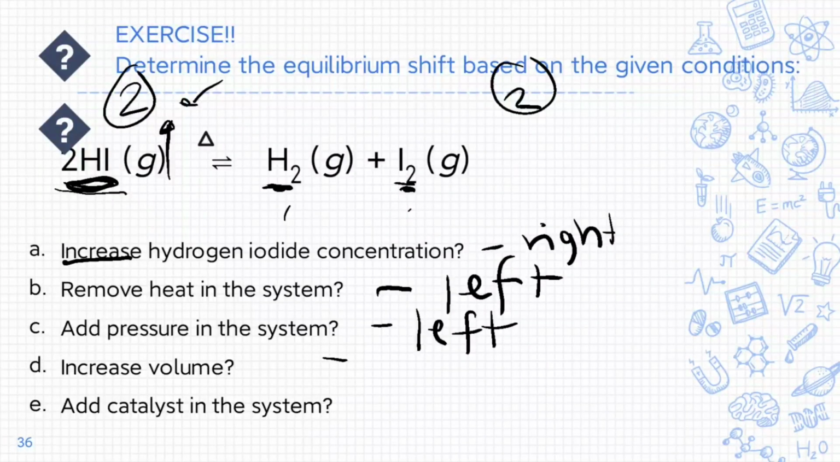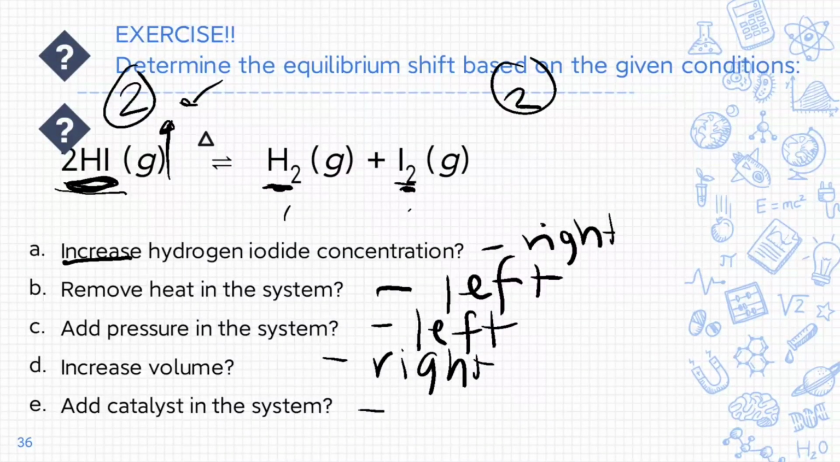And of course, increase yung volume. So, if you increase the pressure, left, increase the volume, that means there's an inverse relationship with your pressure because of Boyle's law. So, the answer is right.